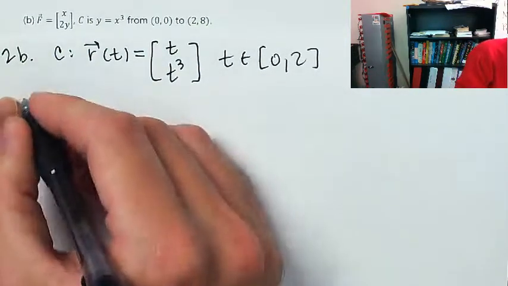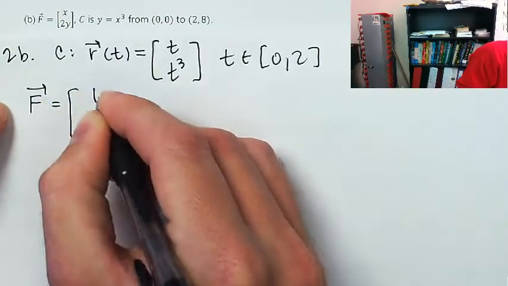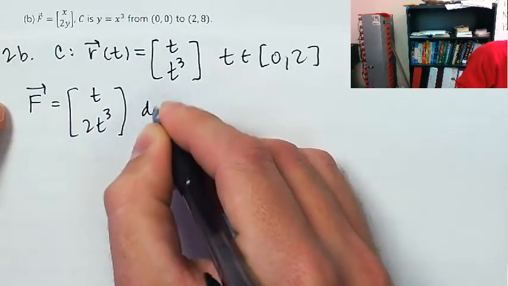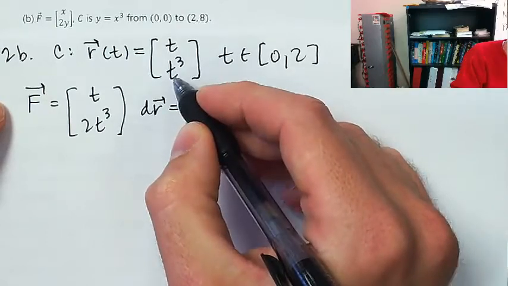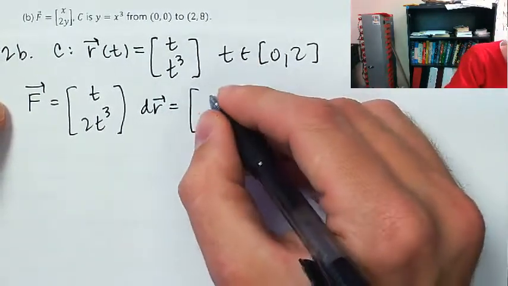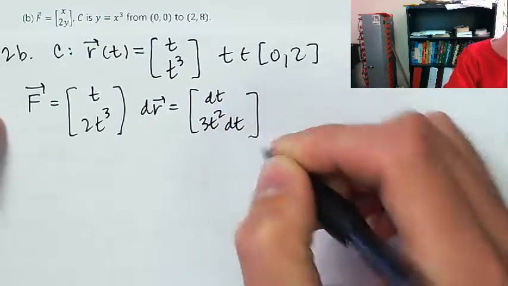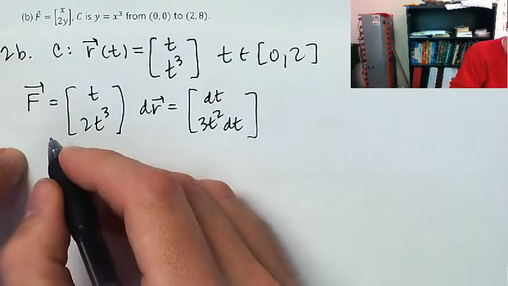Just like before, get f in terms of t and dr in terms of t. So f equals (x, 2y). dr is going to be the derivative of x and the derivative of y dt, so 1 dt and 3t squared dt.